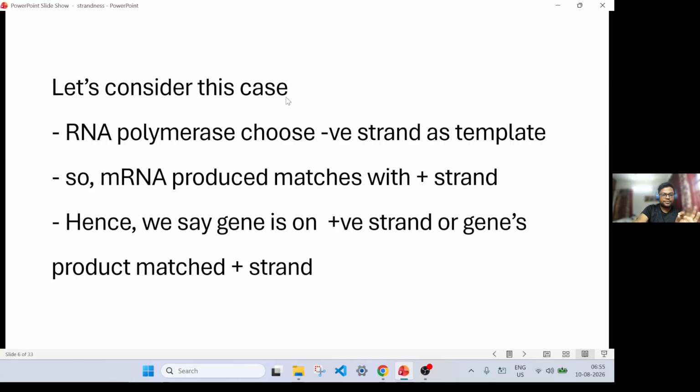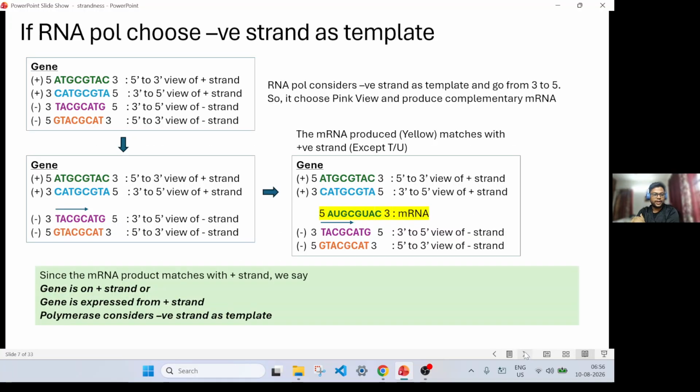So now let's consider this first case. RNA polymerase decides, "I will go with the negative strand as a template, and I will move from 3' to 5' direction, and then I will create an mRNA." So whatever mRNA you get by this approach will match with the plus strand. And that's why, since the mRNA we get matches with the plus strand sequence, we say that the gene belongs to the plus strand, or the gene's product matches with the plus strand. So let's take an example.